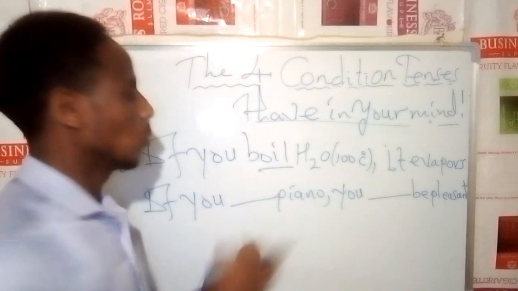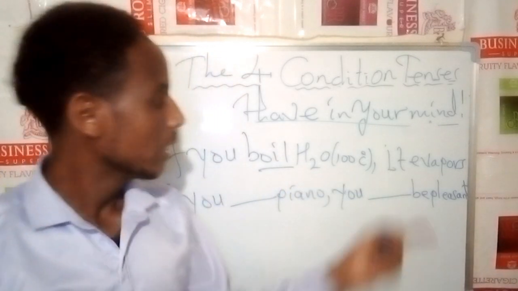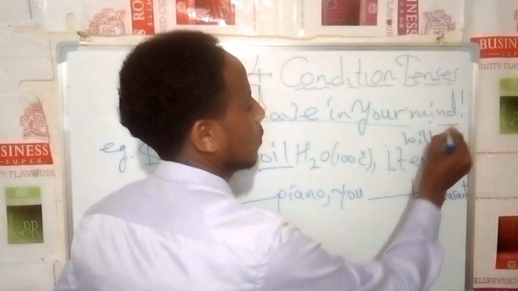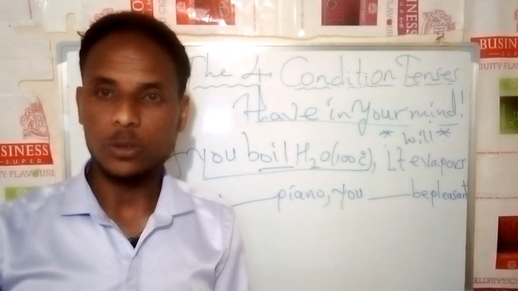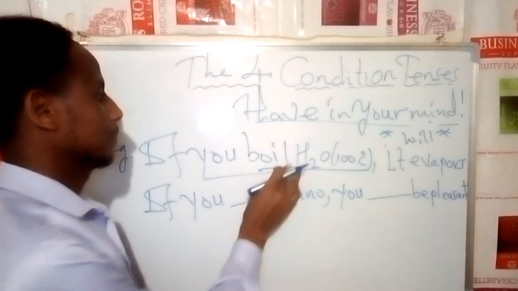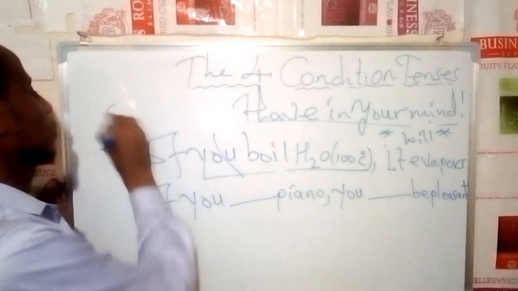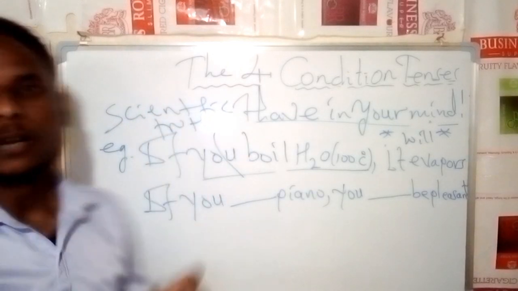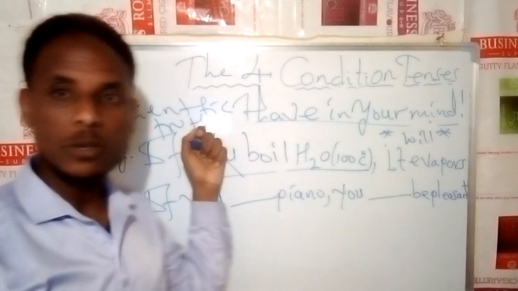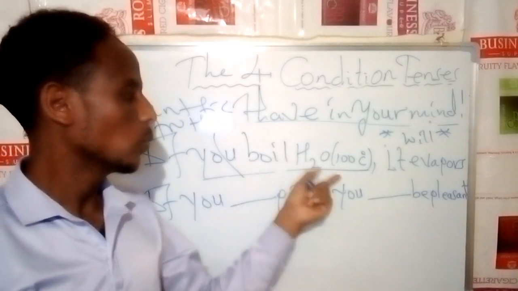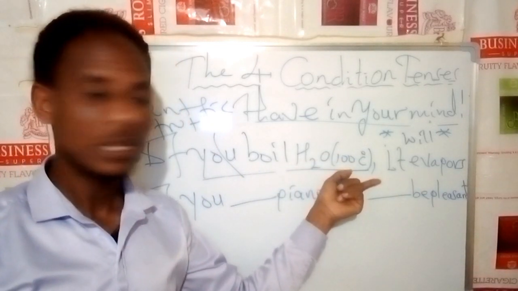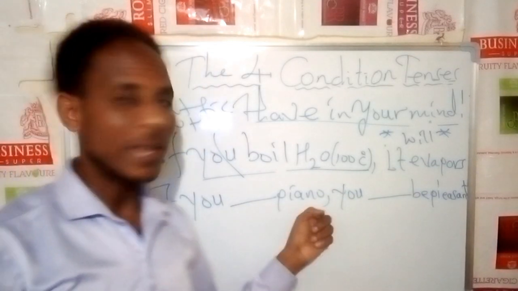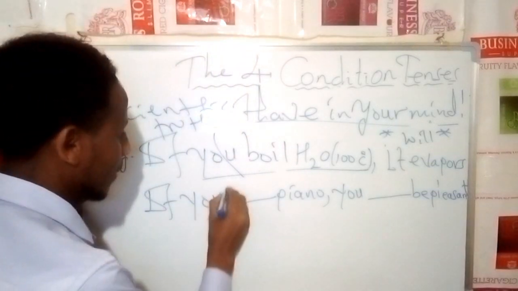If we boil water at 100 degrees centigrade, it evaporates. Not will evaporate, because it is a scientific truth. If you boil water at 100 degrees centigrade, it evaporates. Not will evaporate. And the second one, if you play piano, you will be pleasant.